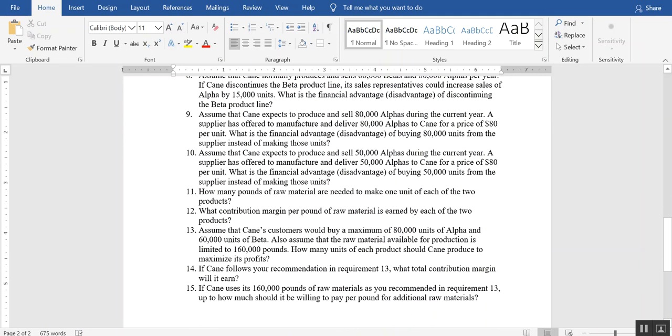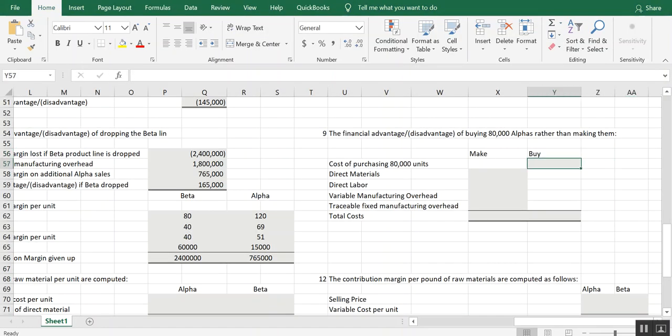This says, assume that Cain expects to produce and sell 80,000 alphas during the current year. Suppliers offer to manufacture and deliver 80,000 alphas to Cain for a price of $80 a unit. What is the financial advantage or disadvantage of buying 80,000 units from the supplier instead of making those? Well, when we come back here, what we want to look at is, what will it cost us to buy those units?